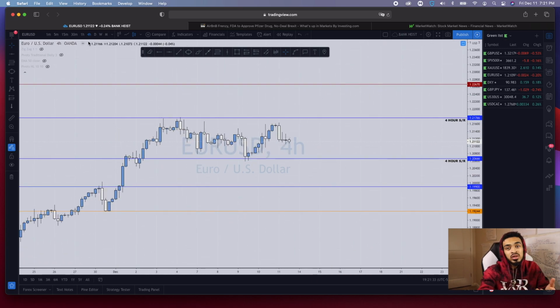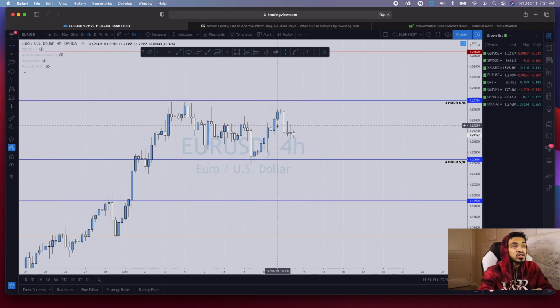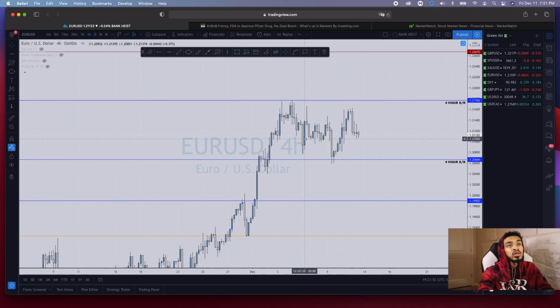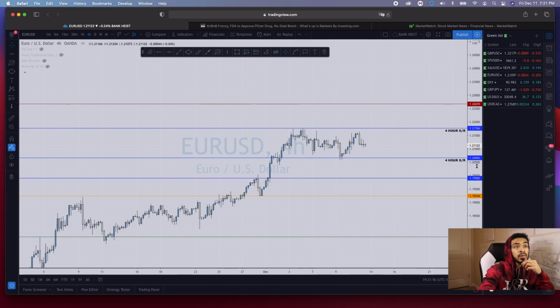So depending on the type of trader that you are, these levels are going to have different significance to you. Because if you're a scalper, then you're not going to encounter too many 4 hour zones. You're going to have 15-minute and 30-minute zones if you're a scalper. But if you're an intraday trader or a swing trader, these 4 hour, daily and weekly levels are going to be crucial to you, right?